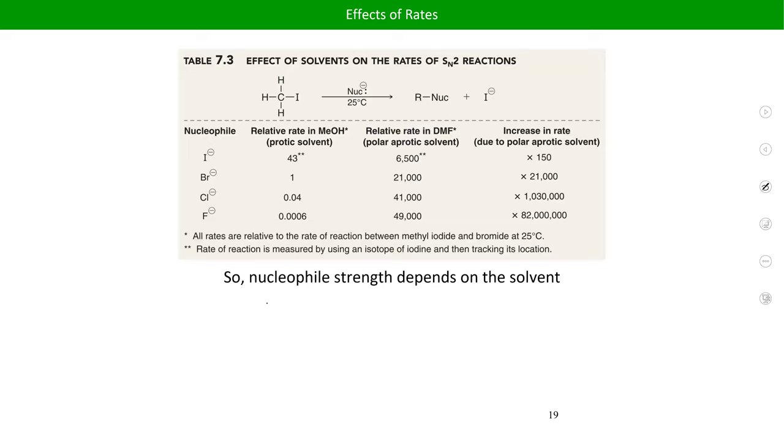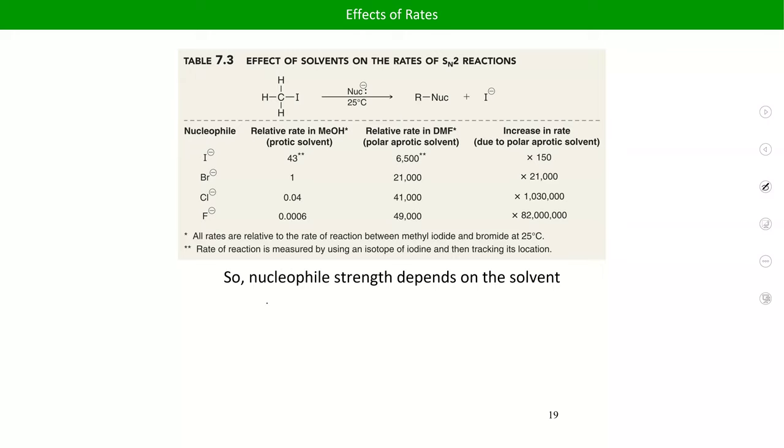Right, and so we can look at the effect of the solvent on the rates of SN2 reactions. So here's our relative rate in a protic solvent, and relative rates in an aprotic solvent. And we're using bromide as the nucleophile as our benchmark. So in a protic solvent, we see that chloride and fluoride are much worse as a nucleophile. The rate is much, much slower. And iodide is a pretty strong nucleophile.